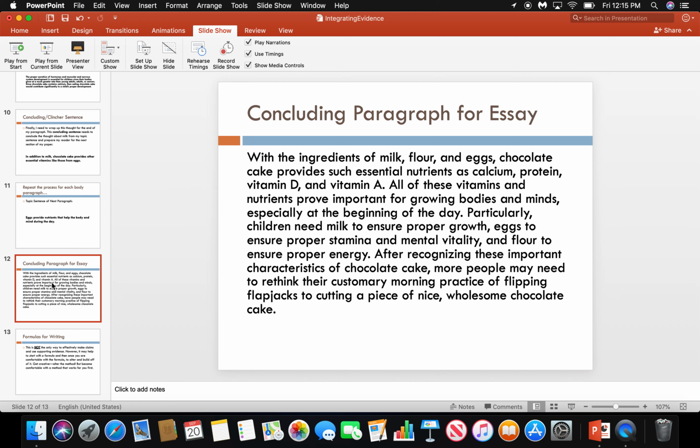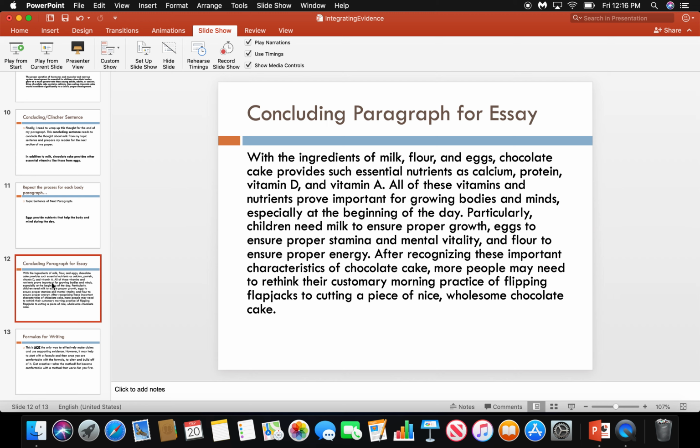It may sum up the paper's main ideas in a way that leaves the reader feeling compelled to act or think differently. Ultimately, a conclusion brings a sense of closure to the paper. However, this does not necessarily require the conclusion to provide closure for the main issue discussed. So, our example concluding paragraph about chocolate cake would look something like this.